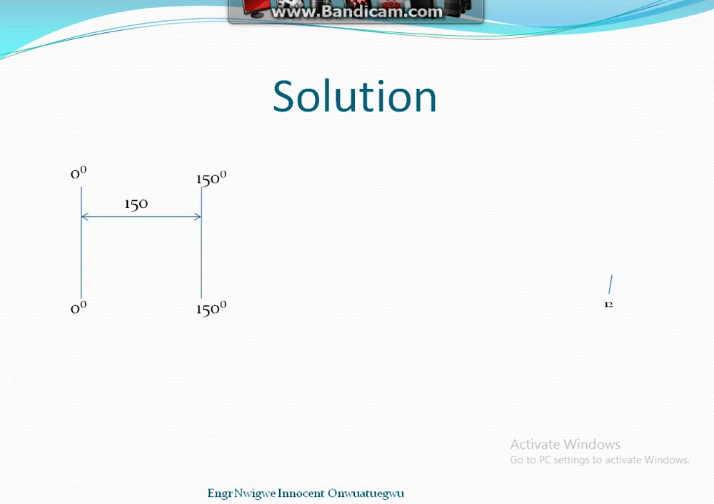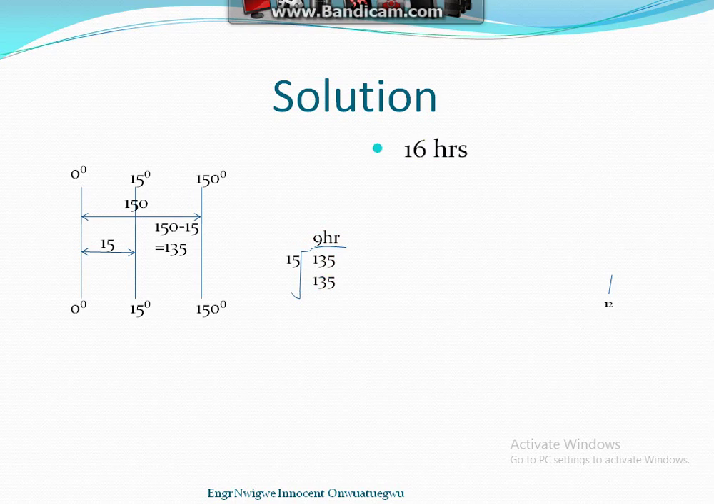Solution: the longitude of Nigeria from the prime meridian 0 degrees is 15 degrees east, while the longitude of New Zealand from the prime meridian is 150 degrees east. Since both are on the same side, we now have 150 minus 15 to give us 135. And we divide 135 by 15, which gives us 9 hours. Since the original time given to us in New Zealand was 4 p.m.